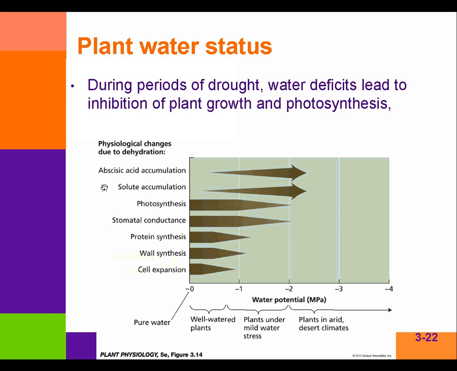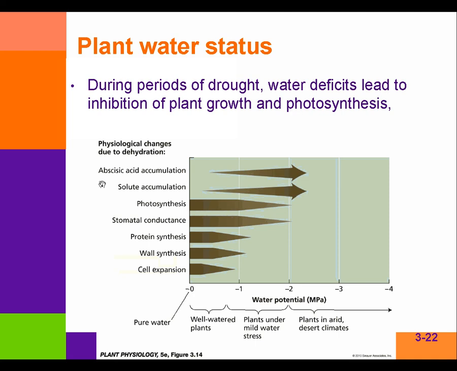So we get ribosomal function or protein synthesis stopping. And around -2, photosynthesis and stomatal conductance, so movement of gas in and out of the stomata, stops. The stomata close at about a negative water potential of 2. As water potential drops even more, the plants start accumulating solutes in their cells, and that's to try and decrease the chemical energy inside the cells to stop water loss.